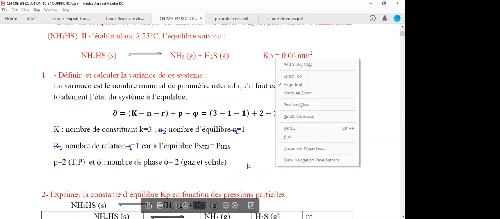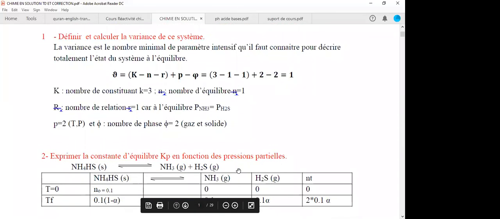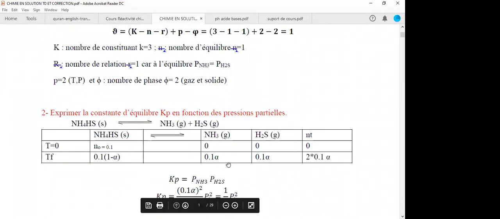The other question says: exprime la constante d'équilibre Kp en fonction des pressions partielles. So initially we have the number of moles of this, 0.1. They've said in the question that we've got 0.1 moles. Here we have the number of moles of this, 0. At final time or at equilibrium, we're going to have 0.1 open bracket 1 minus alpha. Here we're going to have 0.1 alpha, 0.1 alpha.